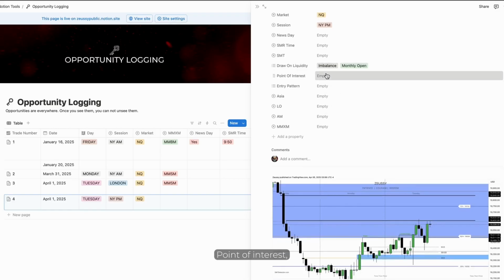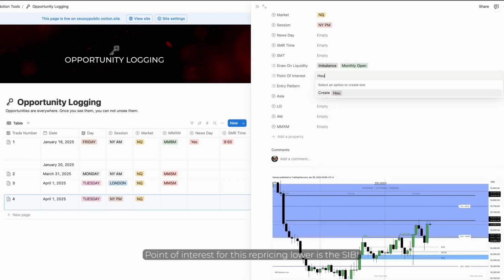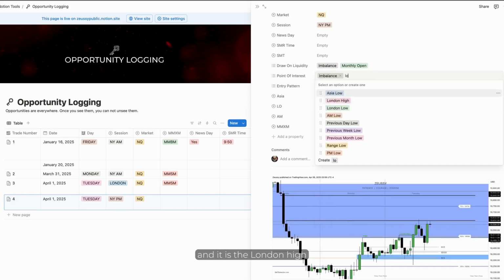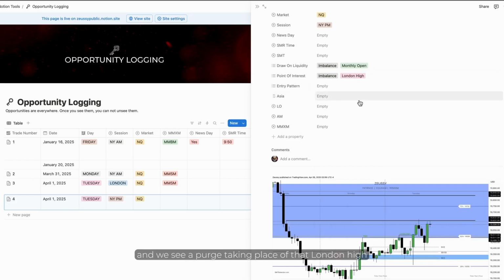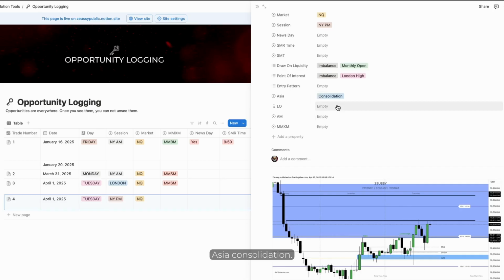Point of interest. Point of interest for this repricing lower is the CB, so that's an imbalance right here. And it is the London high. And we see a purge taking place of that London high. And we see the market draw back into the range which was established up until that point. Asia consolidation, London expansion, AM expansion.